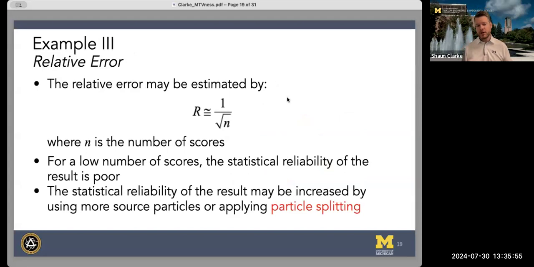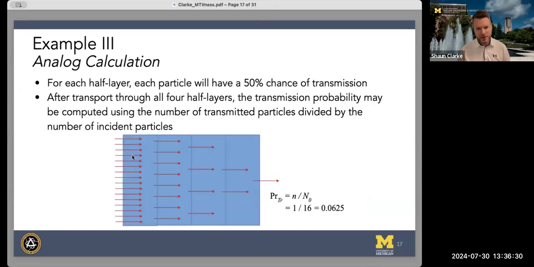And clearly, if we have a low number of scores, we can't assume we're going to get exactly the analytic solution of 0.06. If we only start with 20 particles or even 10 particles, it's very, very likely that we will not get the true analytic solution of 1/16. But what we can say is, this is the illustration of how we compute error. The error in our estimate is going to be related to 1 over the square root of the number of scores.